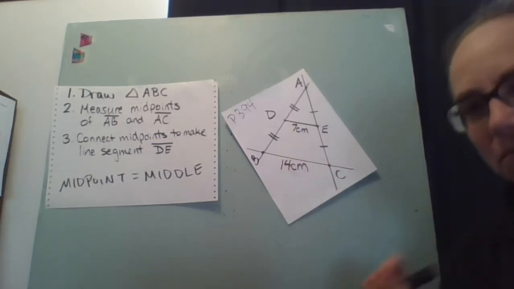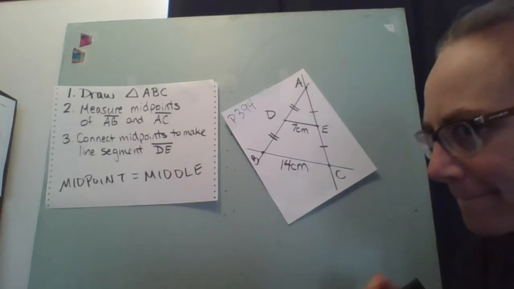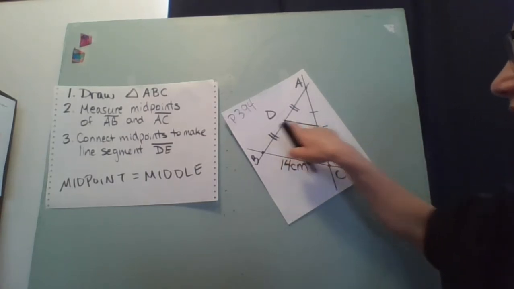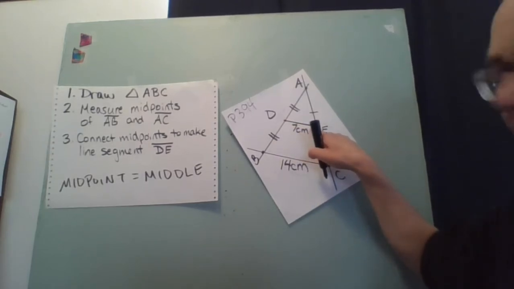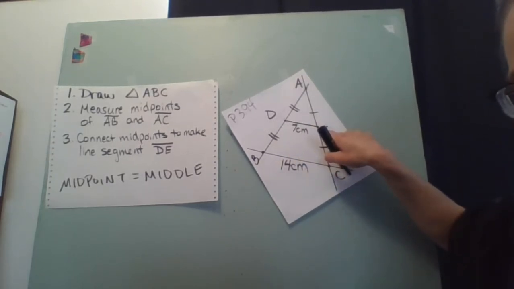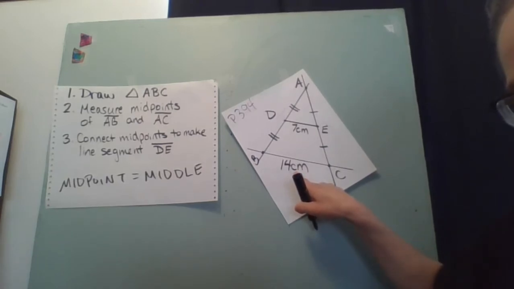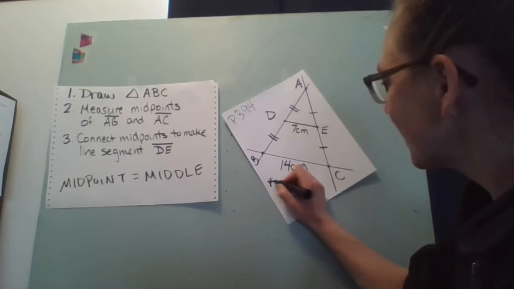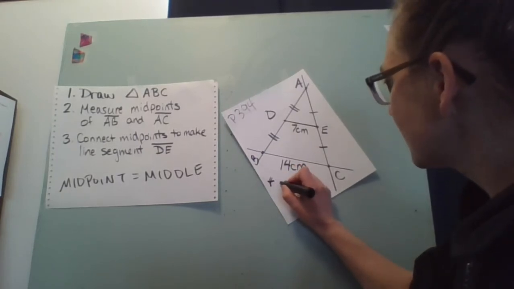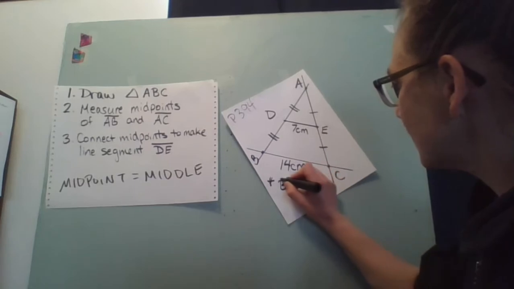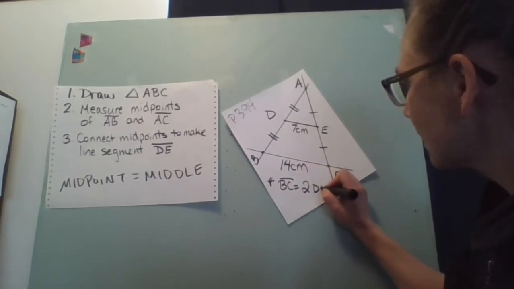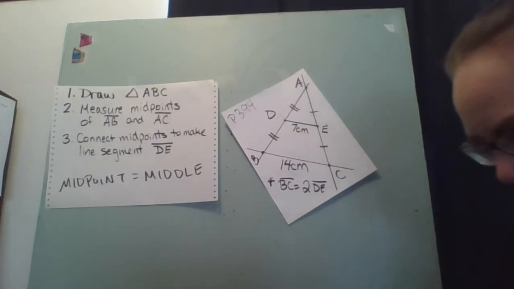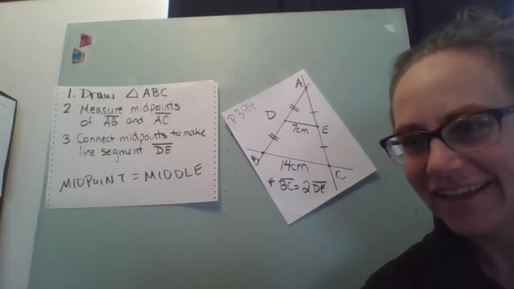Do you notice any relationship between 14 and 7? Yes, that's right. When you connect the two midpoints, that line segment is half the length of the bottom one. That's really cool. So that means BC is twice the length of DE. That's really neat. Cool.